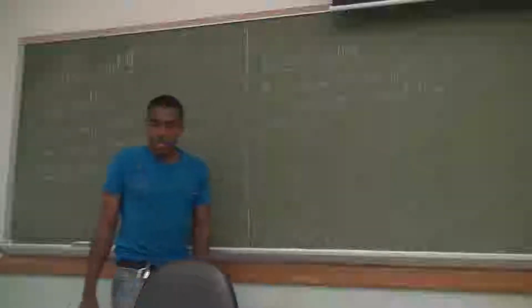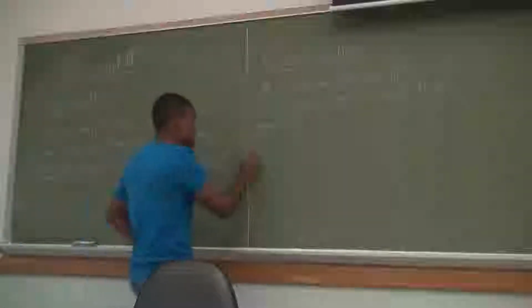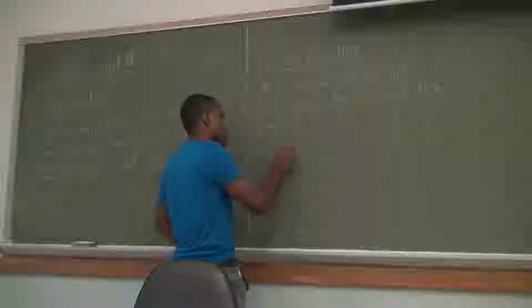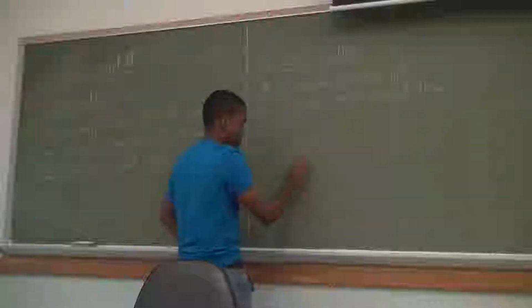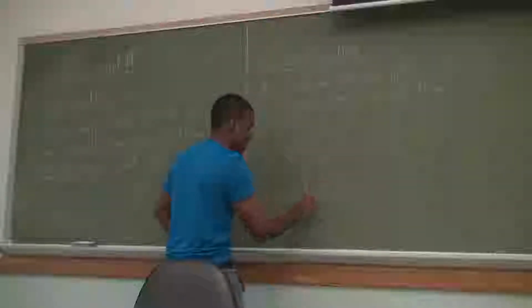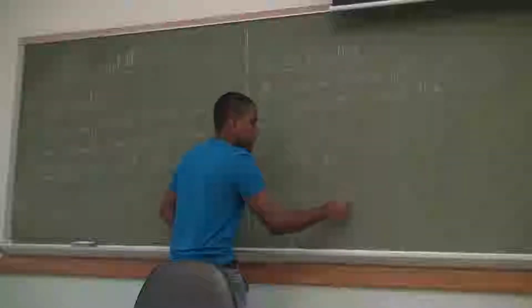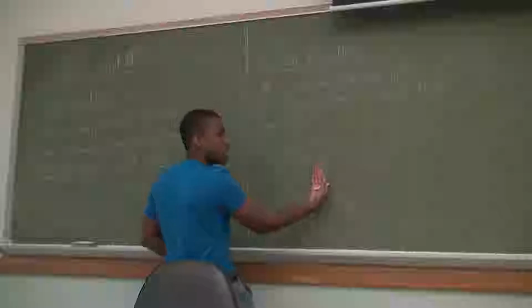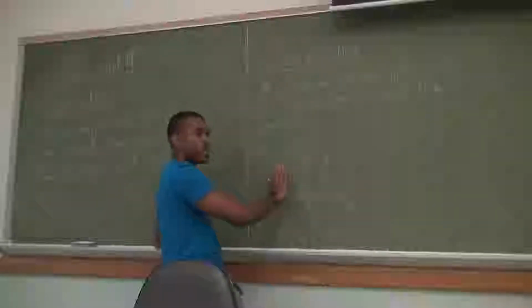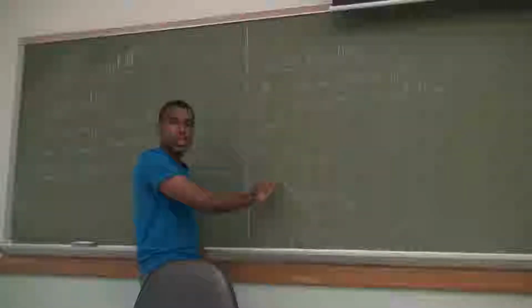Call a function even if it's symmetrical about the y-axis. An example of such functions are things like y equals x squared. Graph looks like this. Notice that it's symmetric about the y-axis, meaning if you take the right side of the y-axis and reflect it in the y-axis as if the y-axis were a mirror, you get the left side.